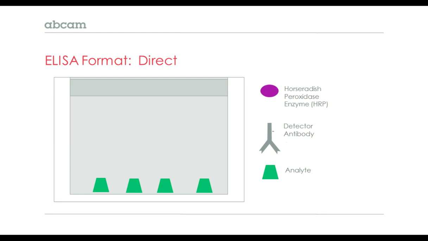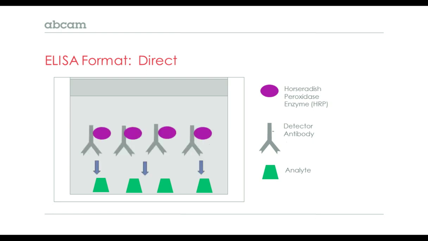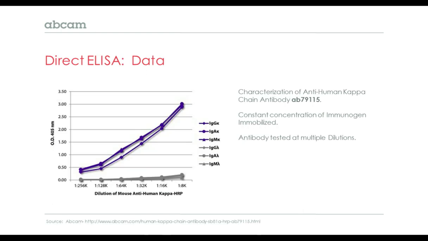In the direct ELISA format, the analyte itself is directly bound to the plate wells, and a single antibody is used to detect the analyte, and this antibody will have been conjugated to HRP already. It is the simplest of ELISA formats and requires but a single antibody. And what would be an example of where this kind of analysis might be used?